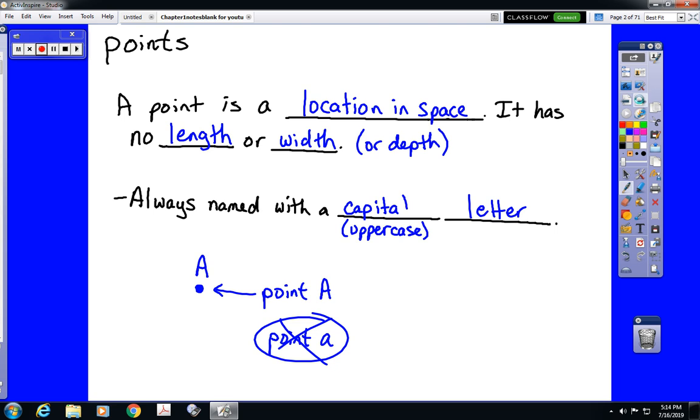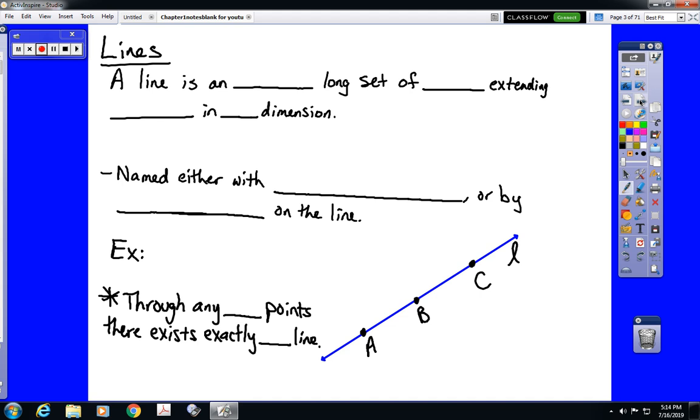Alright, so that brings us to the one-dimensional undefined term, which is a line. A line is an infinitely long set of points which extends infinitely in one dimension. It has infinite length and no width, no depth.